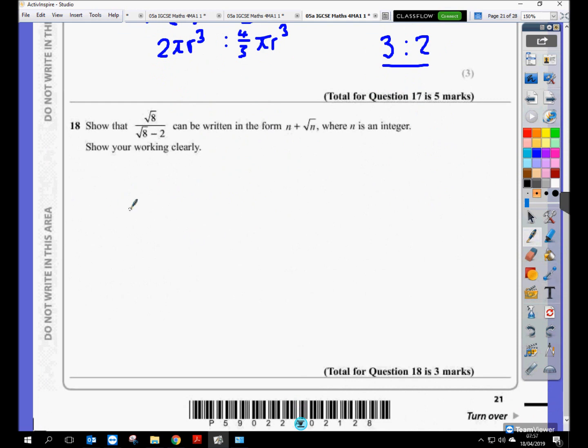Rationalizing the denominator. So you need to multiply the numerator and the denominator by the conjugate of the denominator. The conjugate is the same denominator with the opposite sign. So we have root 8 over root 8 minus 2. And you're going to get your first mark for doing something like this.